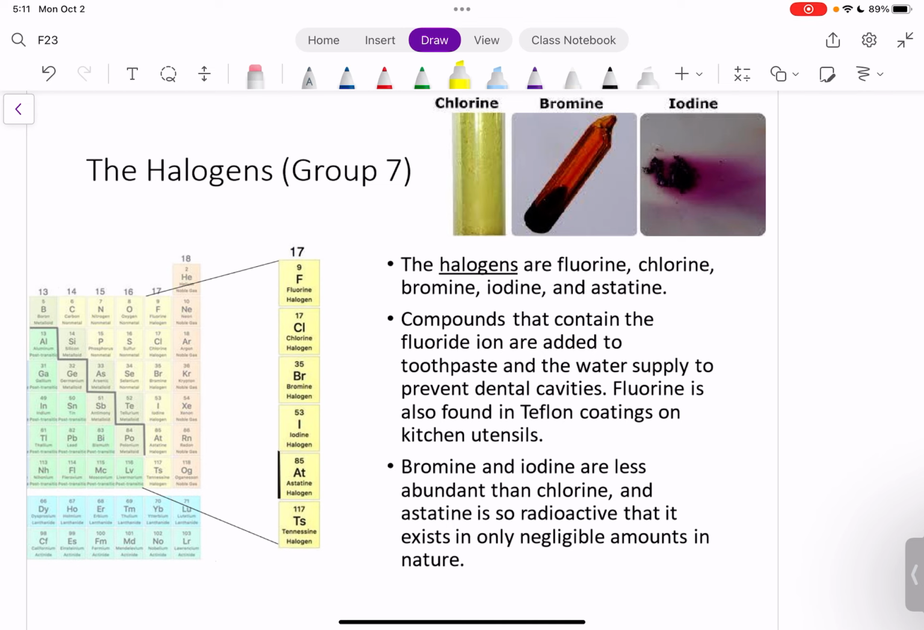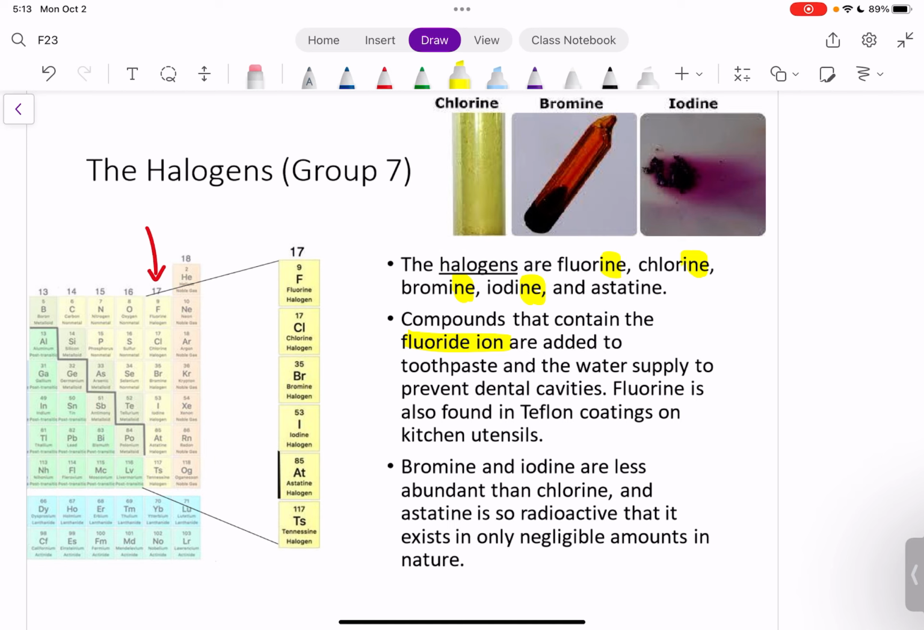All right, and then we're going to jump all the way over to this tall column, or group 7A or 17, and those are the halogens. The halogens are fluorine, chlorine, bromine, iodine. Anything that ends with an -ine is characteristic of a halogen. You might be familiar with fluoride ions, a little bit different than fluorine, right? Fluoride is basically fluorine that has gained an electron, and we'll talk about ions in the future. But these are added to your toothpaste and to your water supply to prevent dental cavities. So kind of cool. It's also found in some Teflon coatings and kitchen utensils.